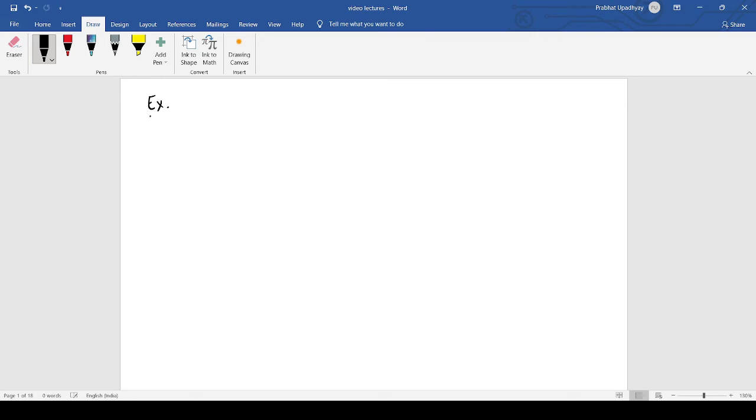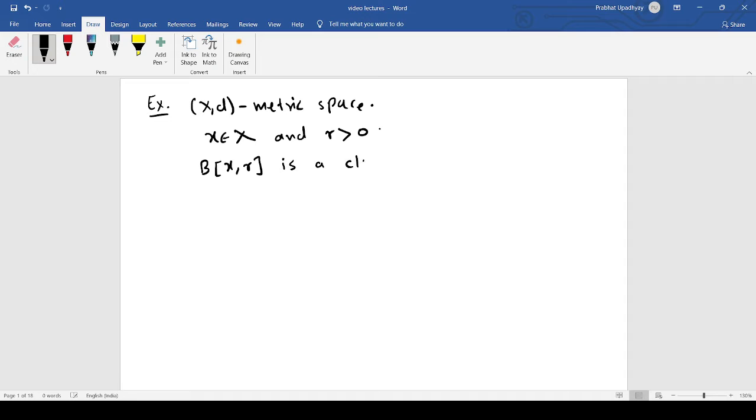Our next example says any closed ball in a metric space is also a closed set. So suppose (X, d) is a metric space and x is any point in my metric space X and r is any positive real number. Then we would like to show that the closed ball centered at x of radius r is a closed set. Let's try to prove it.